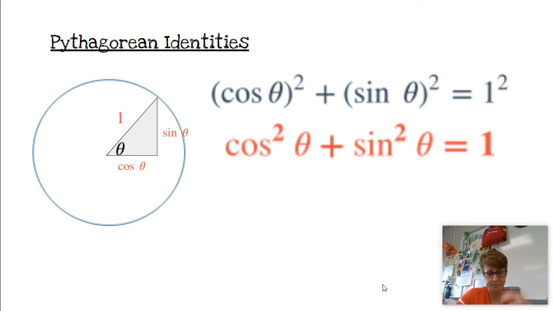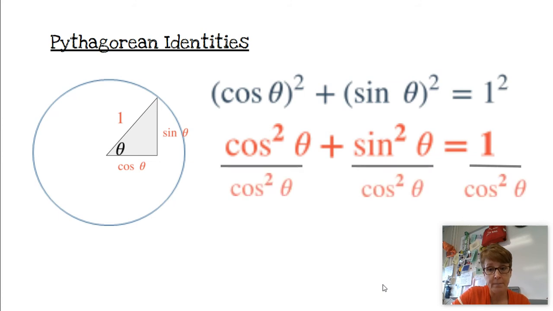Okay, so I know this identity. This is just the Pythagorean theorem. What I'm going to do to find my next one is divide through by cosine squared. I've chosen cosine squared because it's one of the terms in the equation. So I'm dividing cosine squared by cosine squared, and sine squared by cosine squared, and 1 by cosine squared. Then simplifying each of those terms gives me a second identity.